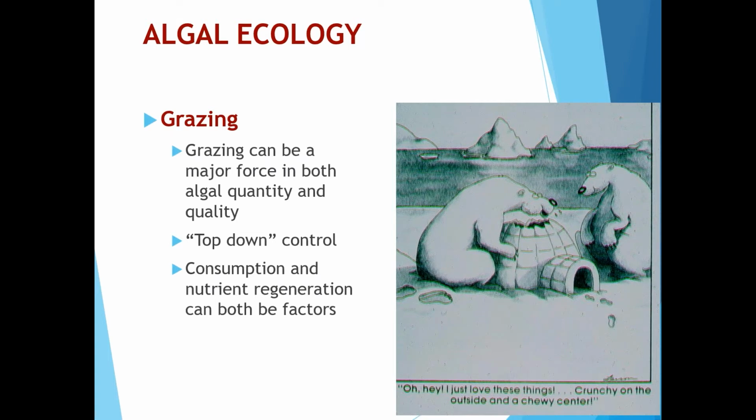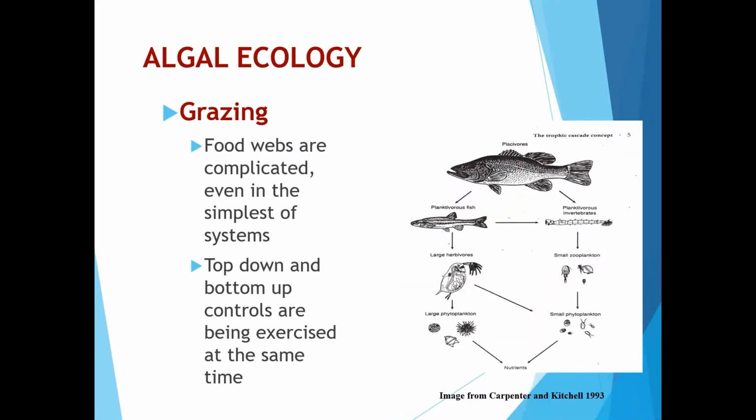So it's interesting because grazing affects both quality and quantity of algae, because grazers have preferences and they avoid or seek out certain foods. So grazing would be considered top down, whereas you have primary productivity with the nutrients and light and temperature, that's bottom up. Consumption and nutrient regeneration can both be a factor, and it's pretty interesting how this all plays out.